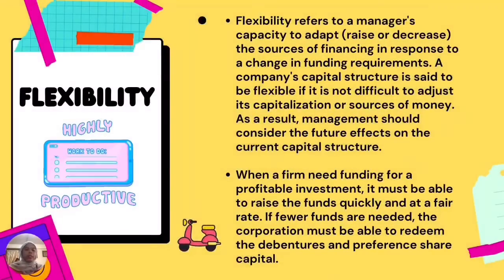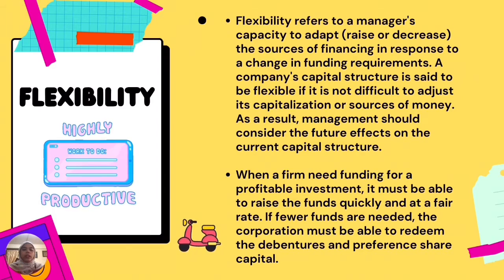The third factor is flexibility. The managerial ability to make adjustments in the sources of finance at the time of change in needs of funds is called flexibility. The capital structure of a company is called flexible when it does not face any difficulty to change its capitalization or the sources of finance. Therefore, the management should take into account the future effects on the present capital structure.